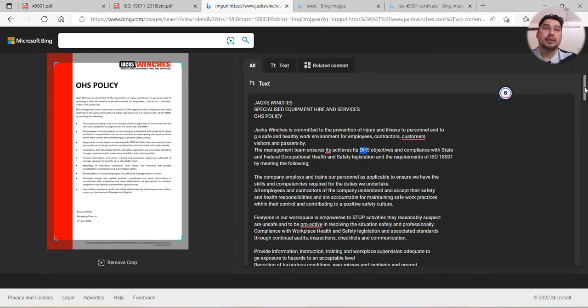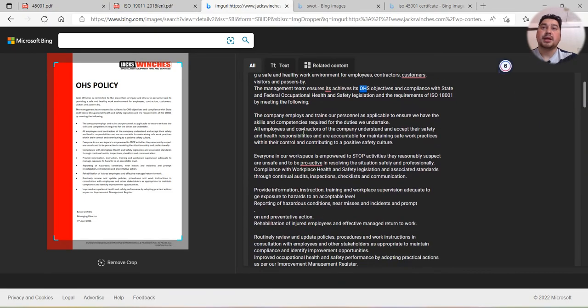After then, it's saying that the company employs and trains. So training requirements also it mentioned. We have the skills and competence required for the duties undertaken. All employees, contractors, health responsibility also is there. Employees in the workshop are empowered to stop activities and see.